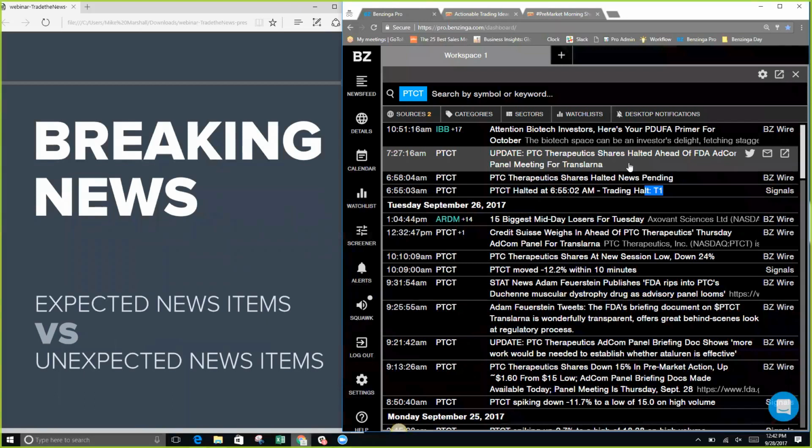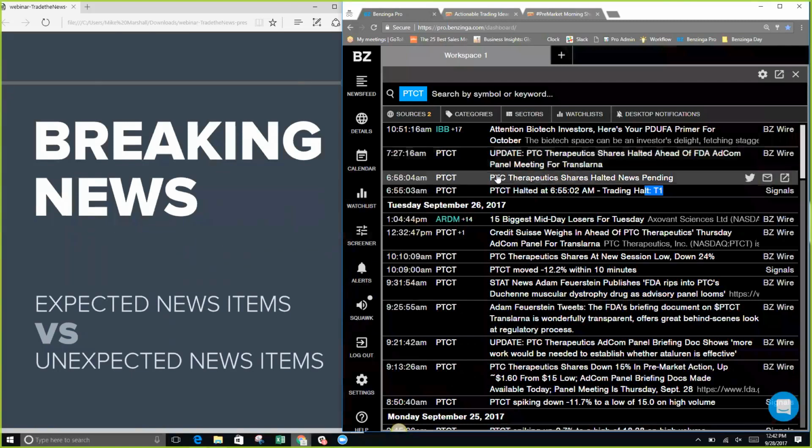Consider what the very bullish case could be. Let's say Translarna is approved with flying colors. After this panel recommends approval, it's favorable news. What is the high level that you think that stock could move to after this news comes out? That's your bullish scenario. Set a baseline scenario.